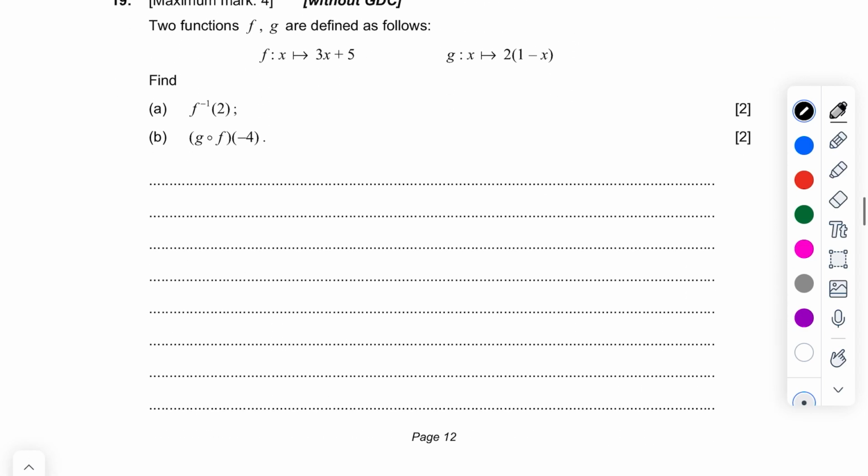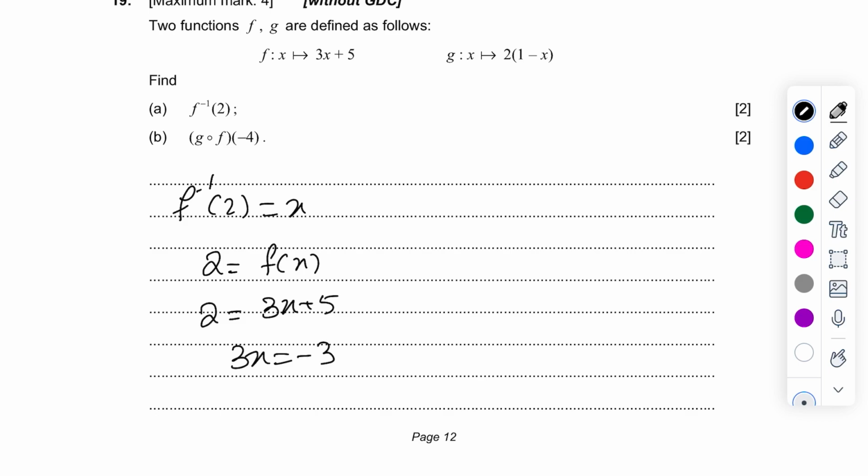Question number 19. f inverse of 2 equals x, so 2 equals f of x. So 2 equals 3x plus 5, 3x equals negative 3, x equals negative 1.